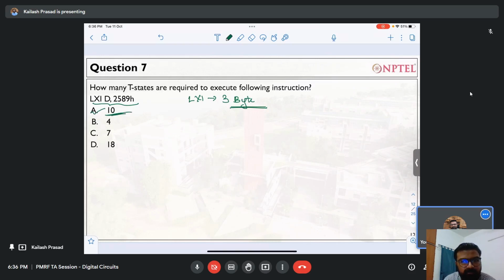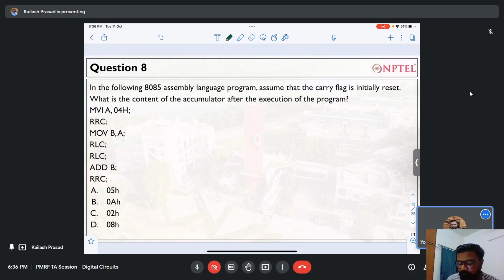So how do you calculate how many byte instruction it is? You just go into your data sheet and see over there. If you know how many byte instruction it is, you can quickly answer this kind of question. It was a very straightforward question. Moving to the next question.